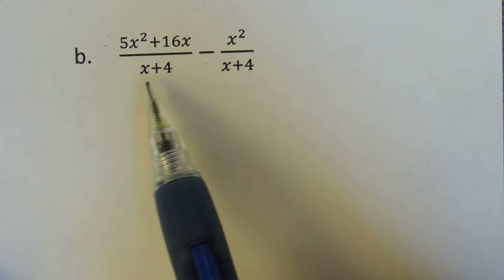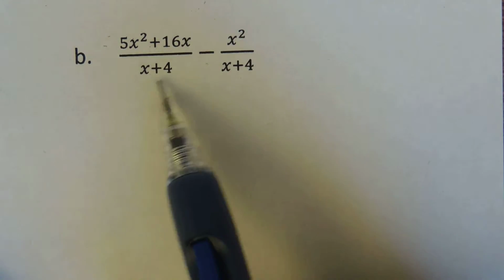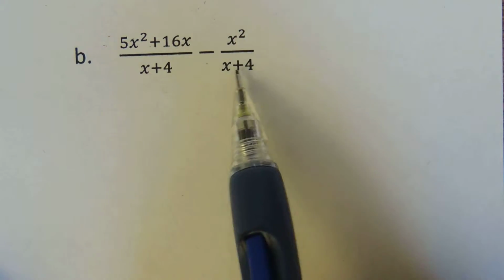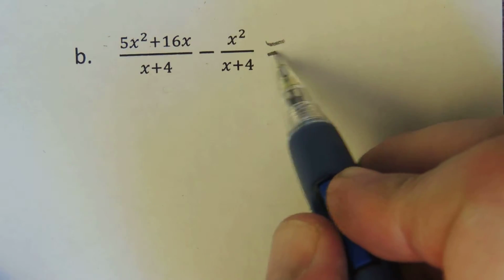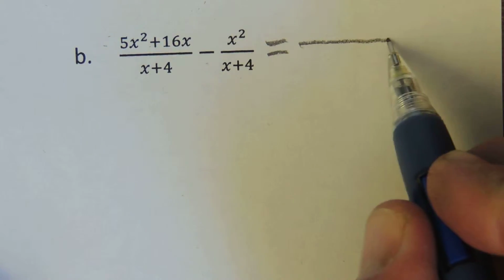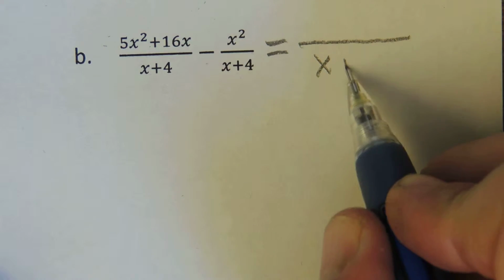So I look for a common denominator, and I have one. Whatever x is, if I add 4 to x, I'm going to get the same thing on both of these. So I do have a common denominator. That's going to be the denominator of my answer.